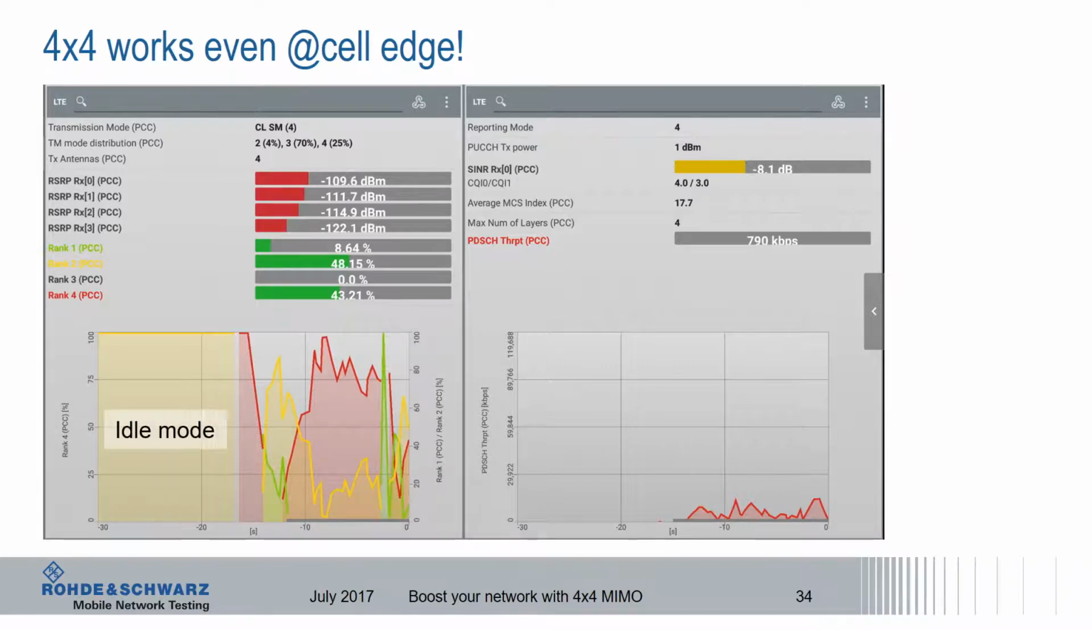This part of the measurement, which is representing the rank 2, was an idle mode measurement, so it was before the FTP session or the HTTP session started. So we can ignore this. On the other hand, we can see that even at the cell edge, we achieve a peak data rate up to 12 megabits per second, which is tremendous.